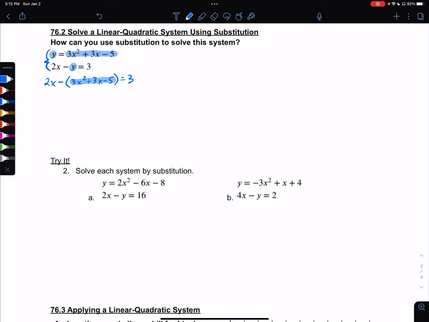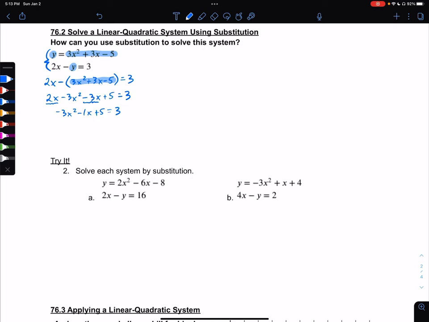So let's distribute this subtraction sign. So we have 2x minus 3x squared minus 3x plus 5, make sure you change all the signs, is equal to 3. Right, so let's combine like terms. So this 2x and the negative 3x can go together. So negative 3x squared minus 1x plus 5 will be equal to 3.